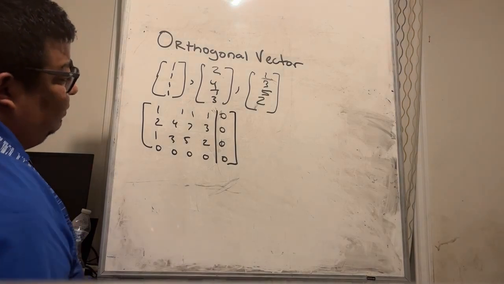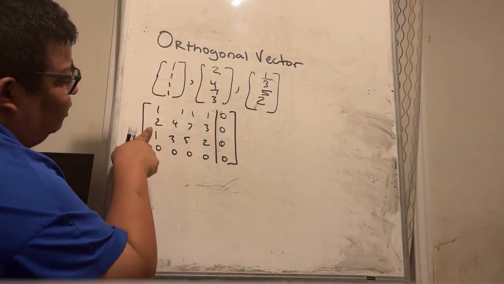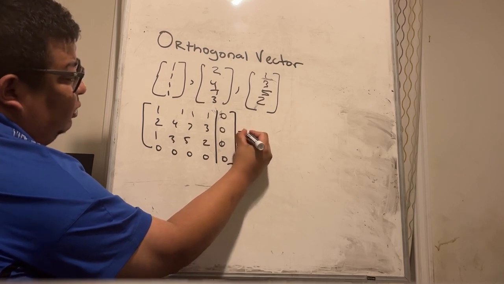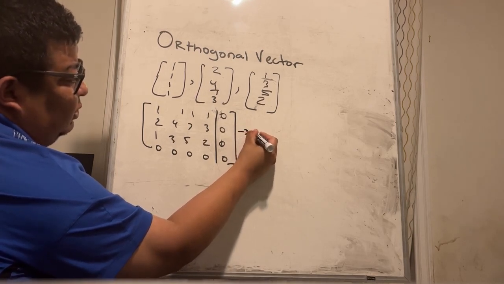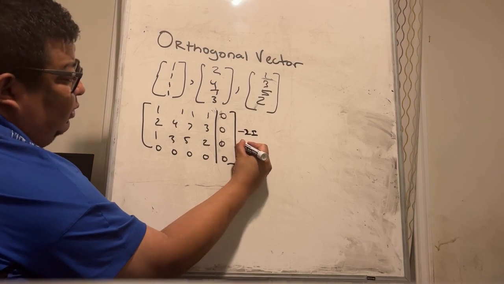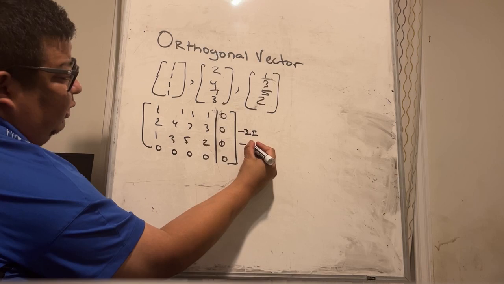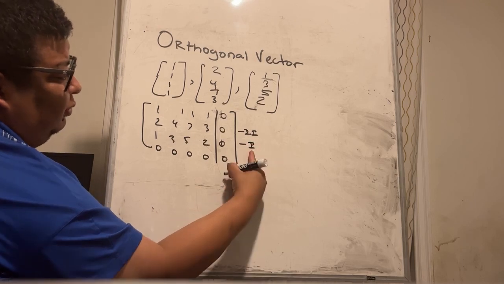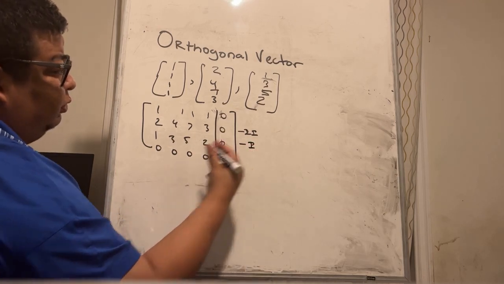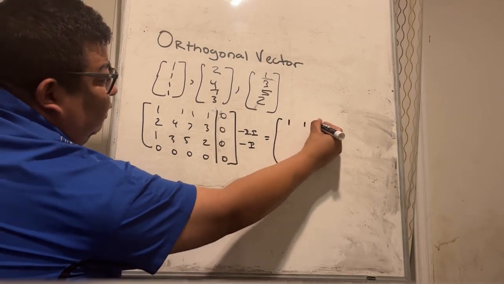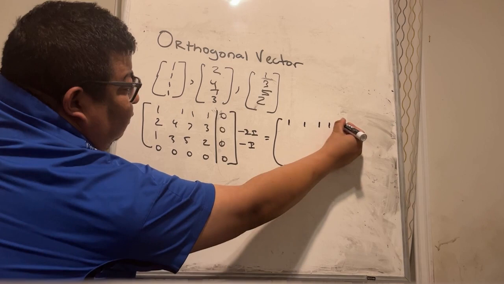Okay, so the first step is we're going to get rid of these two here. The way you do it is like this. You do minus 2 times I, where I represents the first row, and then here we're going to do minus I, which represents the first row. So that's going to equal 1 1 1 1 0.